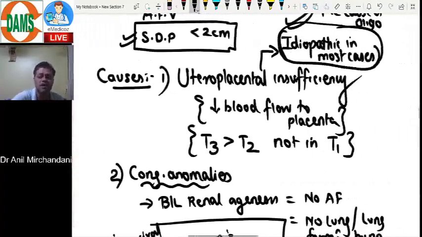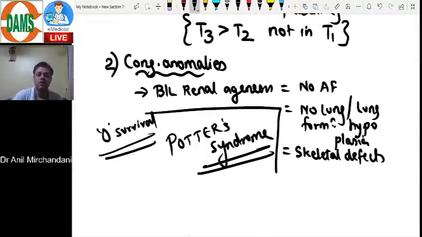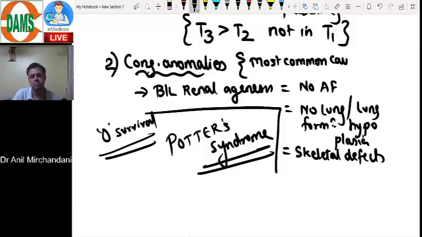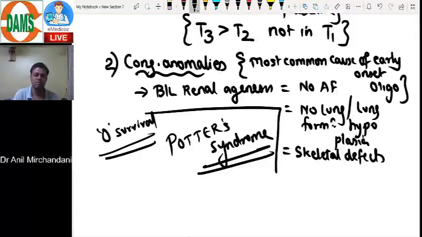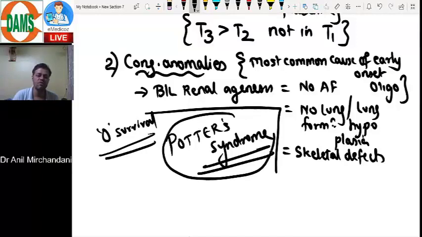In fact, very important to understand that congenital anomalies would be the most common cause of early onset oligohydramnios. Imagine a patient who has oligohydramnios right from first trimester. Fluid is already less in first trimester, and then oligo is there, less fluid than normal. You should think about congenital anomalies. This is Potter's syndrome, one example of congenital anomalies.